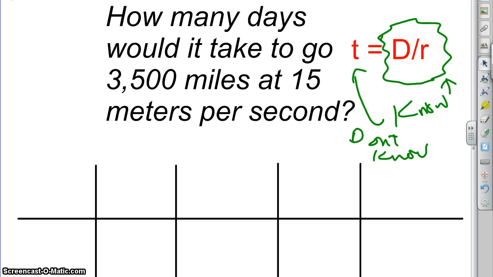So let's go ahead and do this. Well, it says that we need to find t, we need to take d and divide it by r. Well, d is a distance. What is our distance? 3,500 miles. So we plug in 3,500 and we plug in miles. We cannot sleep on our units. So you've got to have the units. Okay, so that's done. Check. And then the next thing it says is that we've got to divide by r, and r is 15 meters per second. So we have to put 15 on the bottom.